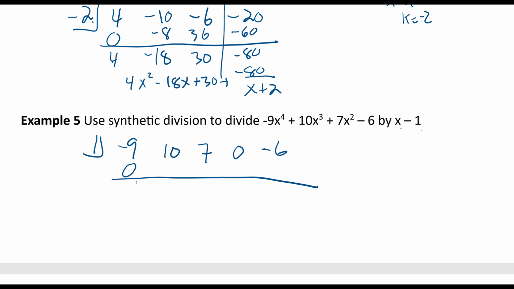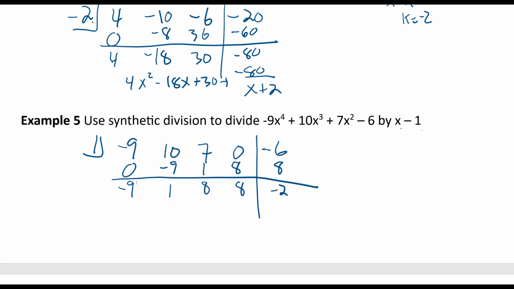So -9 plus 0 is -9. 1 times -9 is -9. 10 plus -9 is 1. 1 times 1 is 1. 7 plus 1 is 8, excuse me. 1 times 8 is 8. 0 plus 8 is 8. 1 times 8 is 8. Negative 6 plus 8 is negative 2.